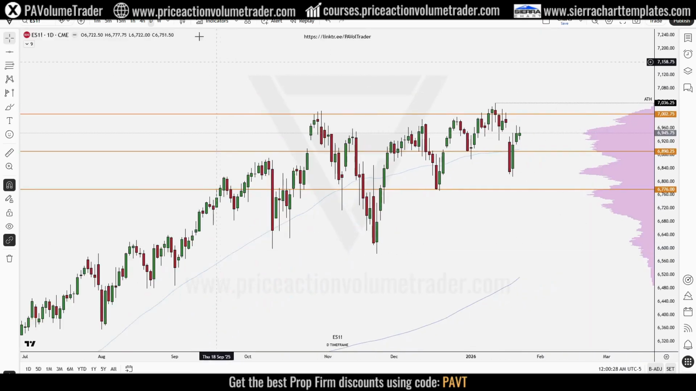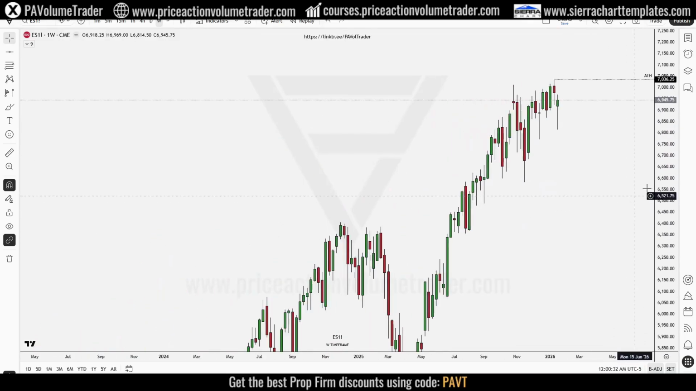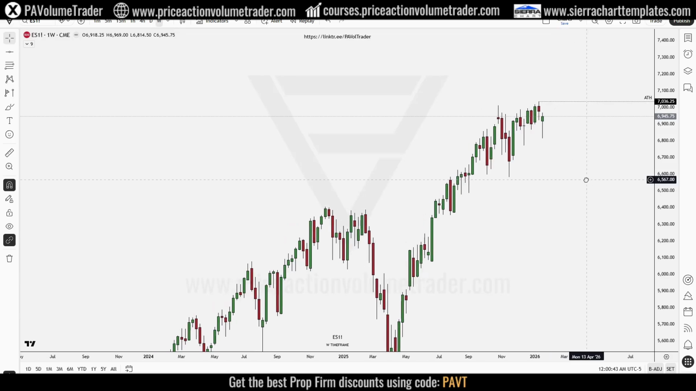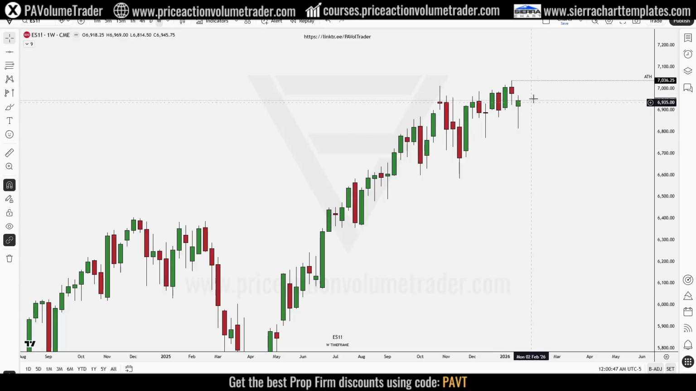So let's start off. If I go on the weekly chart, you can see on the weekly chart, I don't really have anything marked other than just the all-time high level, which is something that is obviously very important to always have marked, especially now that all the markets are pretty much near all-time high levels.